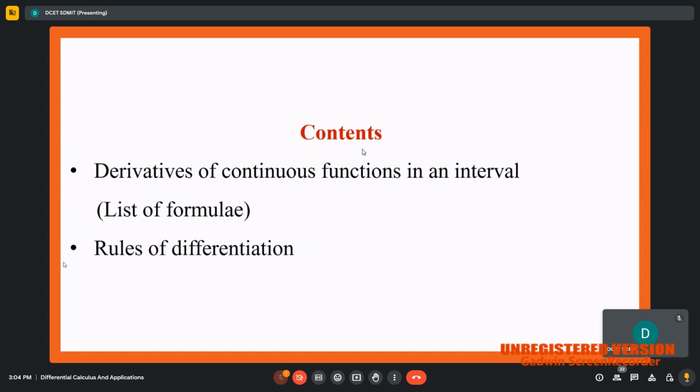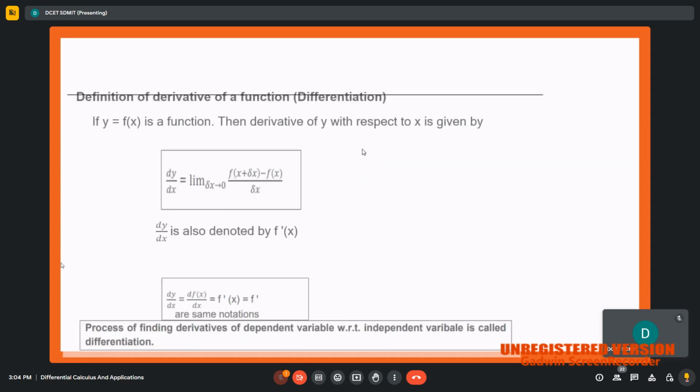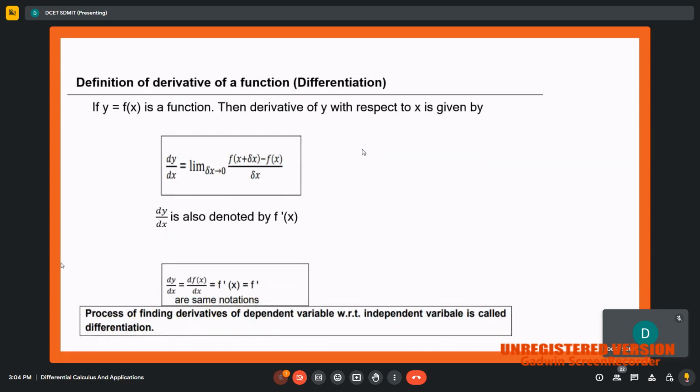In this session, we will study derivatives of continuous functions in an interval, that is, the list of formulas and rules of differentiation. Definition of the derivative of a function.